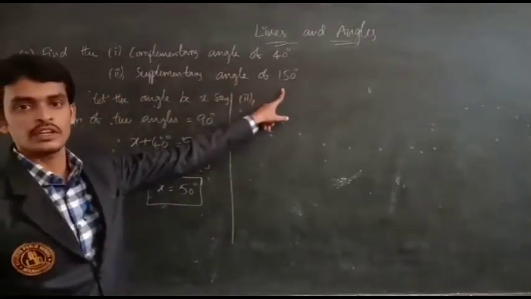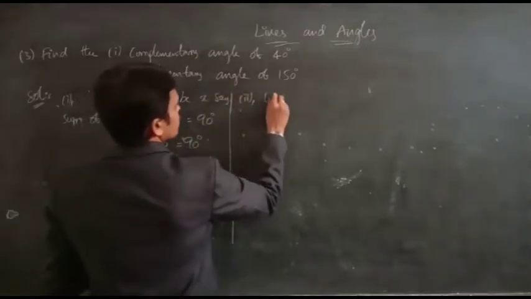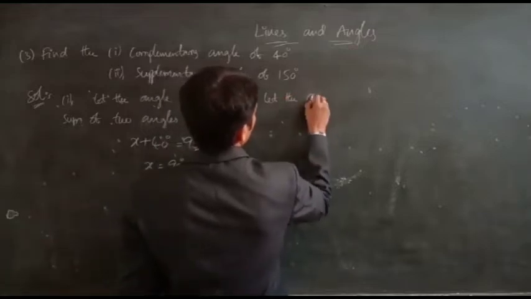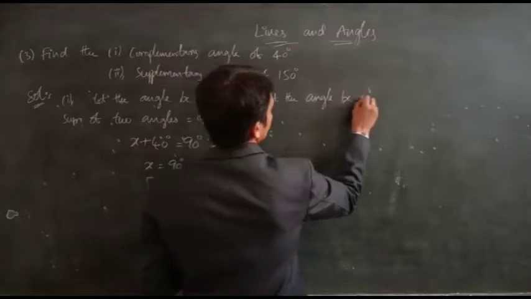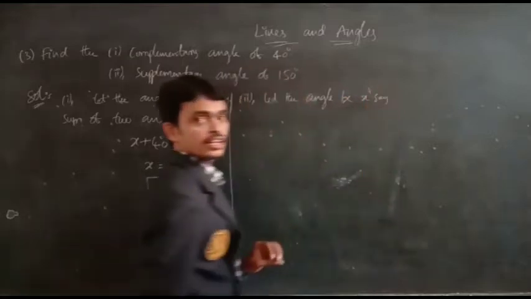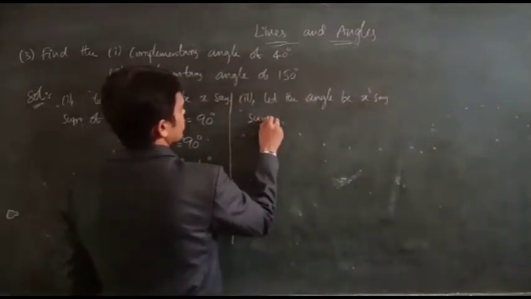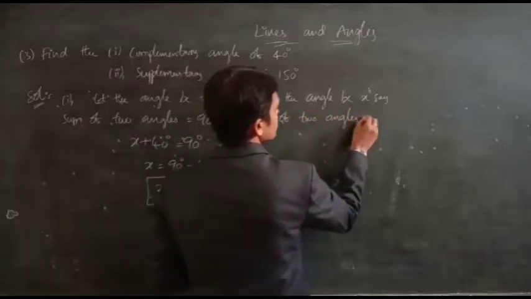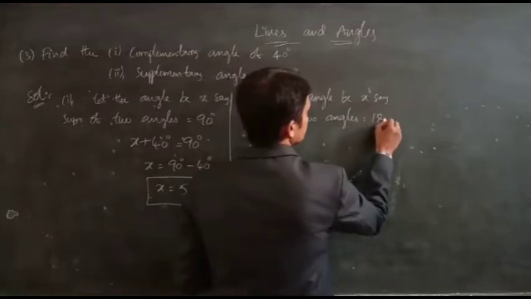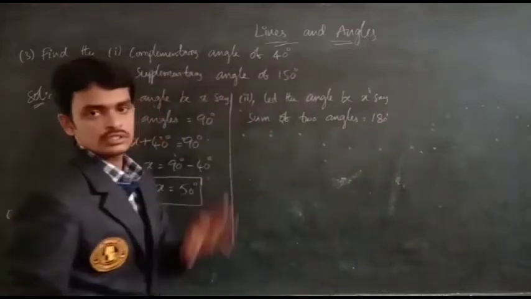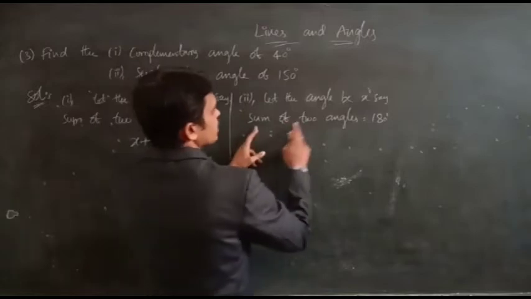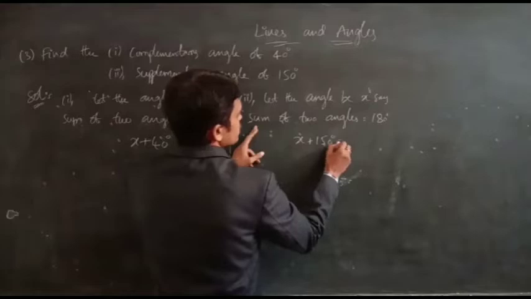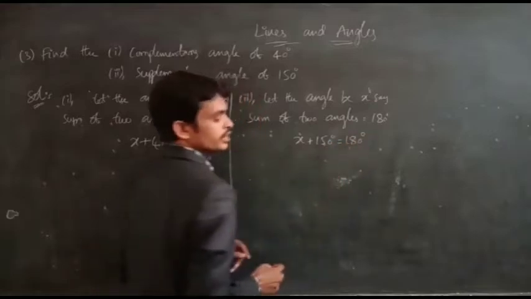Now second one, the supplementary angle of 150. So same, let the angle be x. Then here the sum of two angles is equal to 180 degrees. Then the angles are supplementary angles. So the sum of two angles is nothing but one angle is x, one angle is given, 150 degrees, so x plus 150 is equal to 180 degrees.